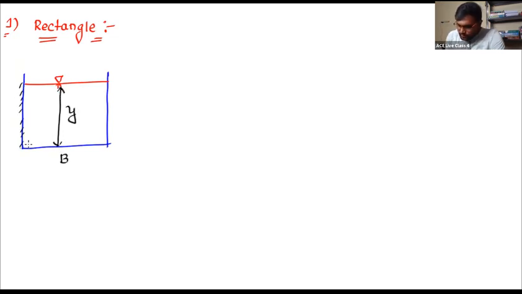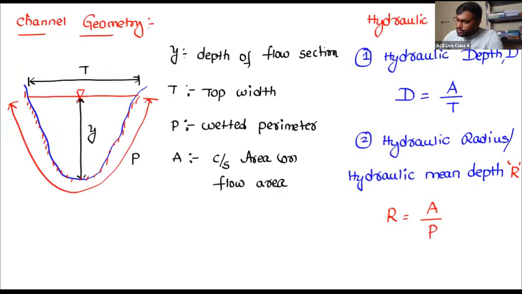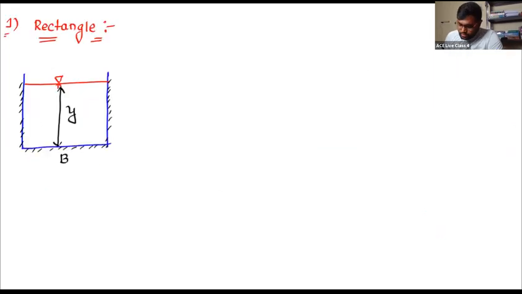Now tell me one by one, what is the top width, what is the wetted perimeter, what is the cross section area. Depth is nothing but y. First of all, I need to find the hydraulic depth and hydraulic radius. For that I require area, top width and wetted perimeter. What is the top width over here? The top width is nothing but the width of the rectangular section. So the top width of the flow in the case of a rectangle is nothing but b, right?